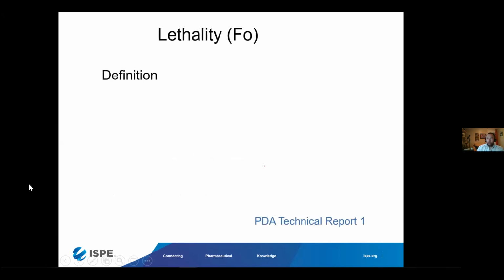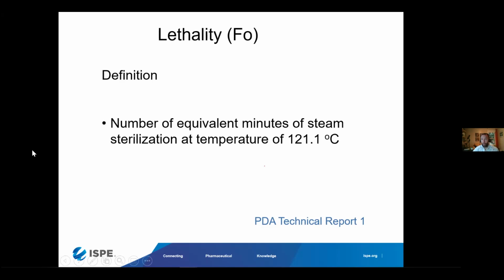And likewise, also taken from PDA Technical Report number 1, there's this concept of lethality, which is a physical measurement. So we're using time and temperature to assess a cycle's ability to reduce that microorganism population. Lethality is the number of equivalent minutes of steam sterilization at a temperature of 121 degrees. So that's really going back to the biological indicator example.